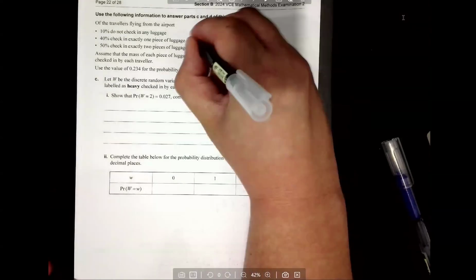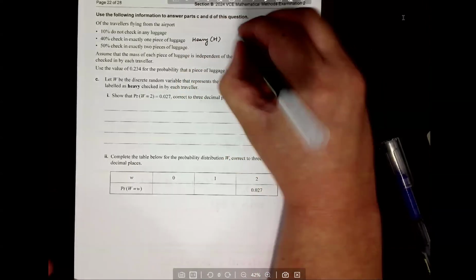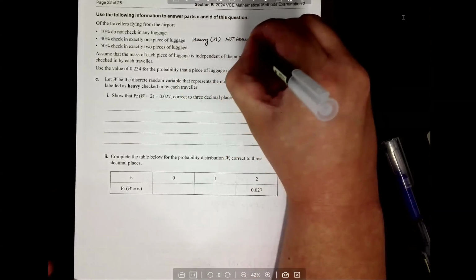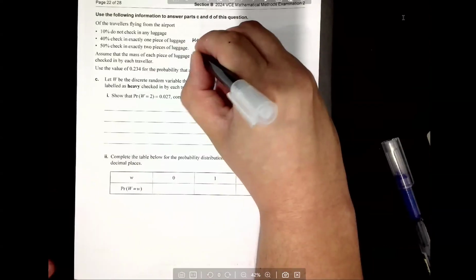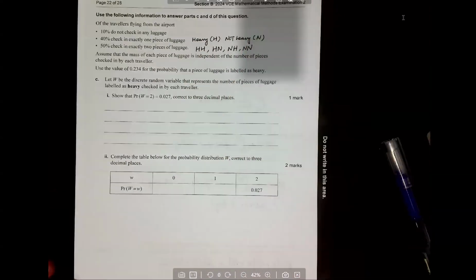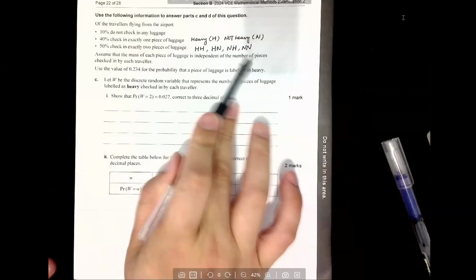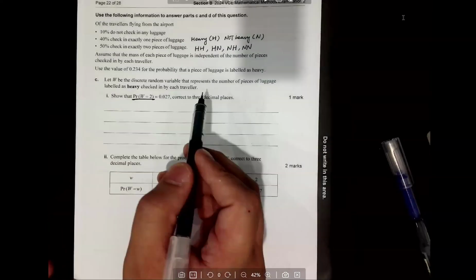So it could be heavy, let's say H, and not heavy, that's N, okay? If they check in two pieces of luggage, you could have heavy, heavy, heavy, light, light, heavy, light, light, okay? So there are different combinations you need to be aware of. And if they check in, let's say, two pieces of luggage, W is the discrete random variable representing heavy luggage.